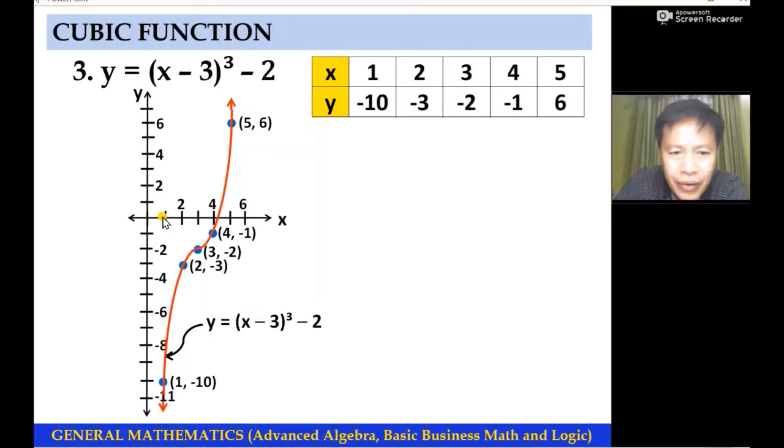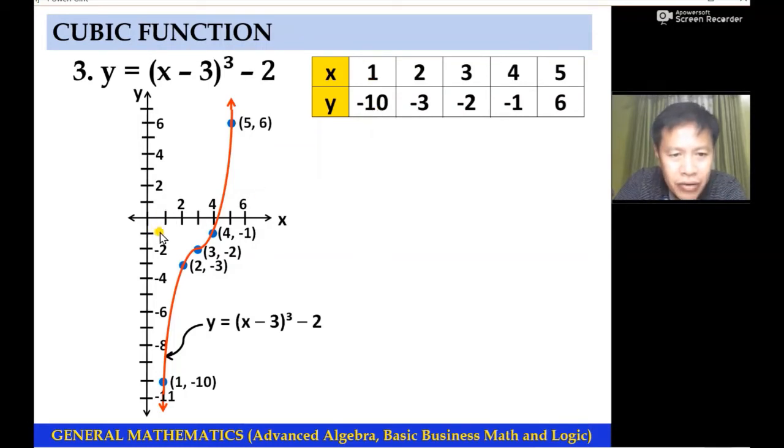3 and negative 2. 1, 2, 3. Then move downward. This is 3 and negative 2. Then if x is equal to 2, what is the value of y? Negative 3. 1, 2, then negative 3. Then 1, 2, 3. This is it. 2 and negative 3. If x is equal to 1, y is negative 10.